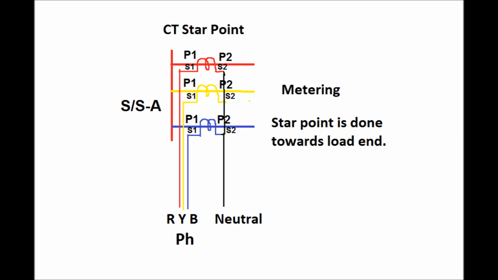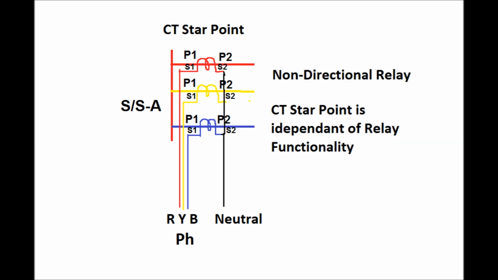So it should be connected with proper polarity, and the CT star point formation should be towards the load side. That is, S2 of all the secondary sides of all the CTs should be shorted together to form the neutral. So this is how the CT star point formation is done in the case of metering purpose.